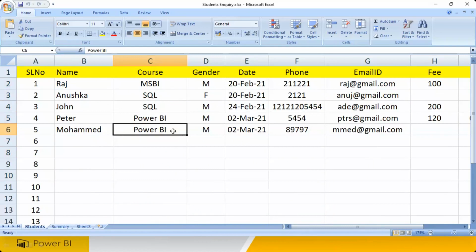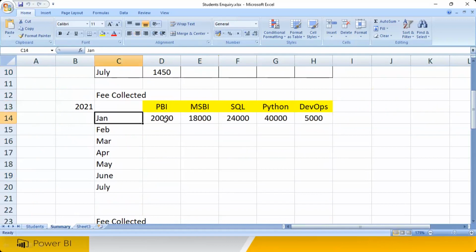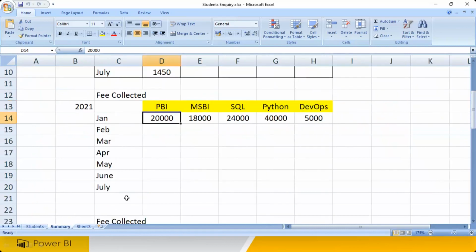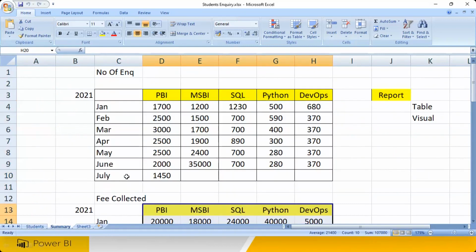So I wanted to know how many people have inquired in the month of March for the Power BI course. How many people have inquired for the Power BI course in the month of February? Like that, every month I'm going to be filling this form one by one, and one more sheet where I will be maintaining what is the fee collected. So this is also manual. I go there, I will see the formula, I will see the fee here, I will be able to perform some operation, I will be able to fill the data here. So the processing and these reports are going to be sent.